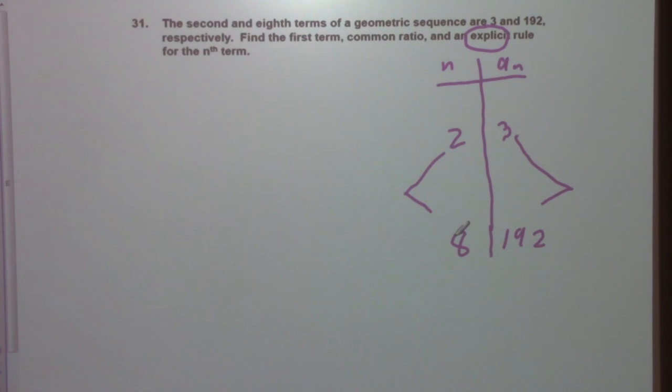Okay, so here we went up 6 times on the left, but how do we articulate this on the right? What did we multiply by 3 to get 192? 64. So 192 divided by 3 is going to be equal to 64. So how do we find out what R is? Well, R, we don't know what R is, but we know that R to the power of 6 is equal to 64.